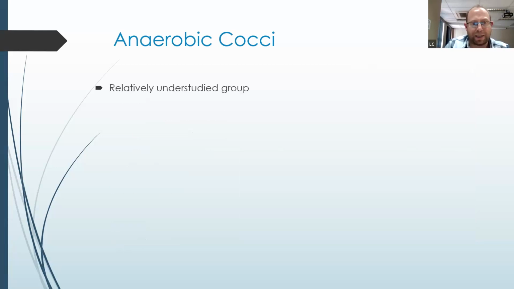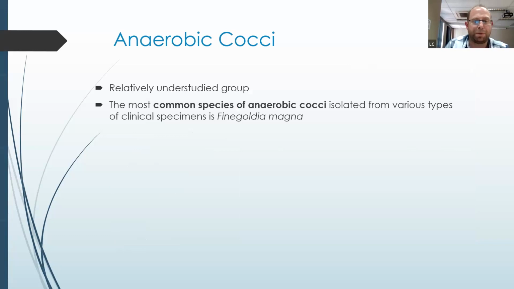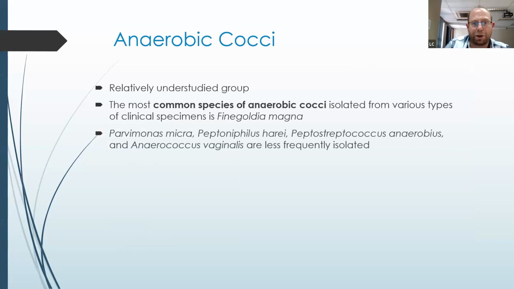Okay, so they're a relatively understudied group. The most common species of anaerobic cocci isolated from various types of clinical specimens is in fact Finegoldia magna, but again, it may represent that that's one of the more pathological. Parvimonas, Peptoniphilus, Peptostreptococcus anaerobius are much less frequently isolated, and some of them are quite difficult and fastidious to grow appropriately. There've been major taxonomic revisions, as there always are, which complicates the classification somewhat.